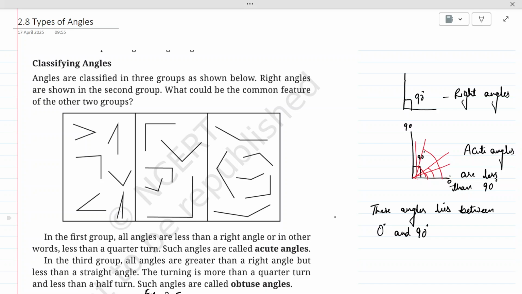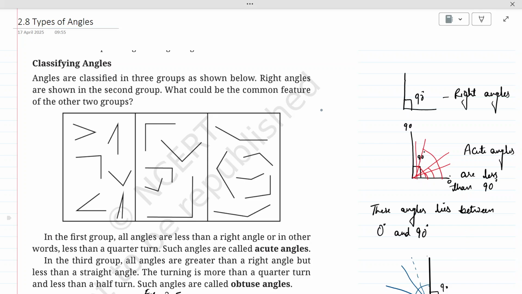Okay, now the next category is obtuse angles. So here, this is our 90 degree angle. Now the angles which are greater than 90 degrees, that is here, you can say here, here, they are called obtuse angles.